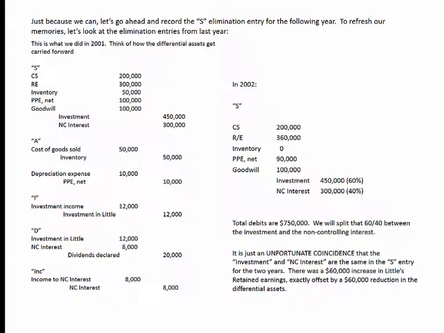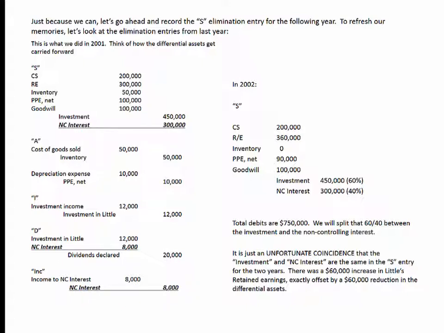Basically, the total value of the firm of Little is still $750,000. There has been a $60,000 increase in Little's retained earnings from $300,000 up to $360,000, but that's been exactly offset by $60,000 of amortization to the differential assets. So again, it's just a coincidence that those numbers are the same as previously. That will generally not be the case.